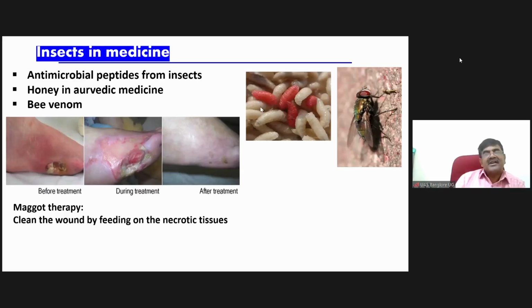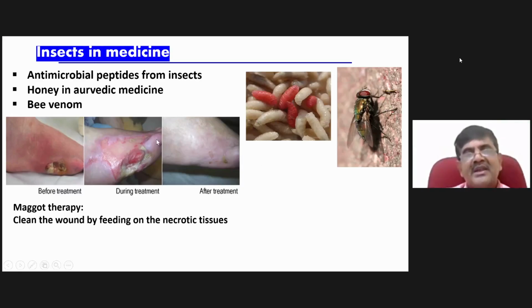And some maggots, you can see here, these are the maggots. You might have seen that in earlier days when the World War was taking place, the soldiers used to get wounded, and they did not have medical facilities. So what they used to do is catch these maggots and leave them on the wound. These maggots used to feed on the dead and decaying wounds.